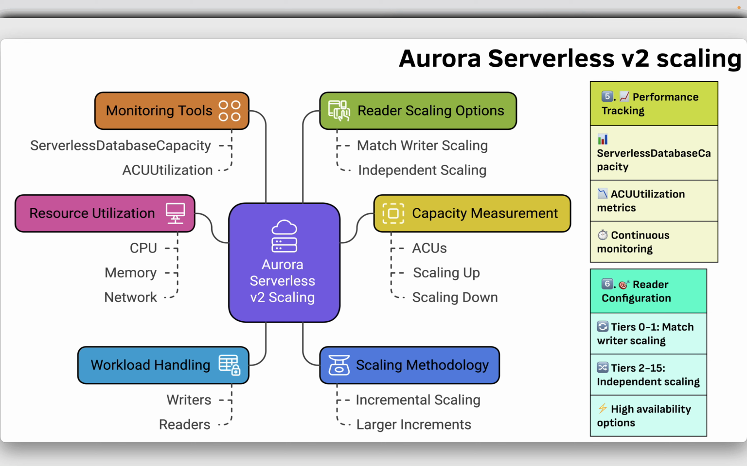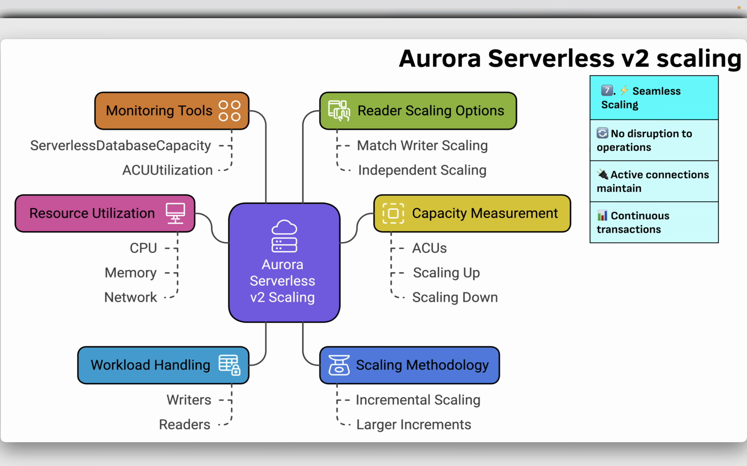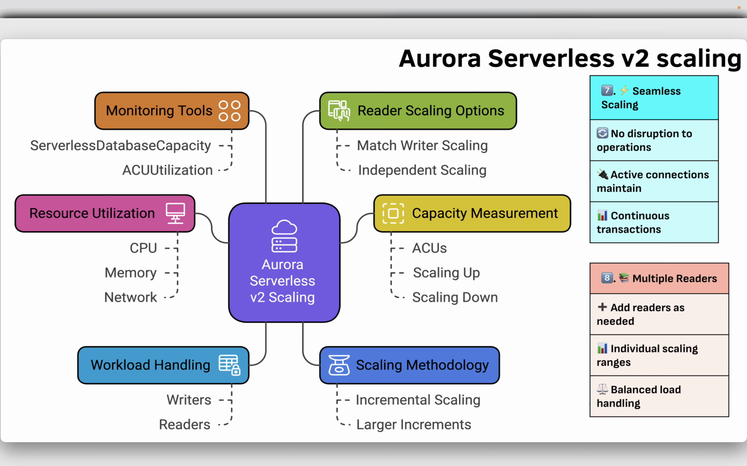Reader scaling can be configured either to match writer scaling, promotion tiers from 0 to 1 for high availability, or scale independently, which is tiers between 2 to 15. V2 scaling occurs without disruption, eliminating V1 scaling points and timeout periods. Scaling can happen during active connections, transactions, and table operations.